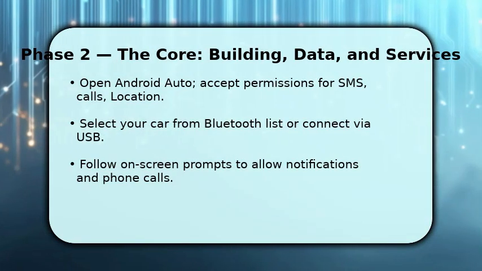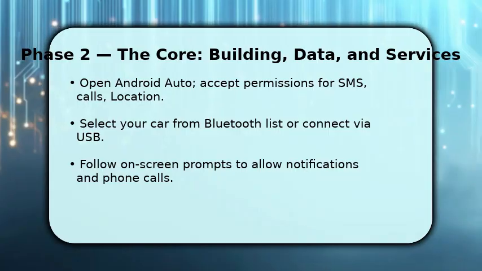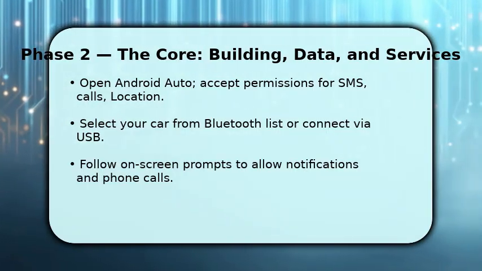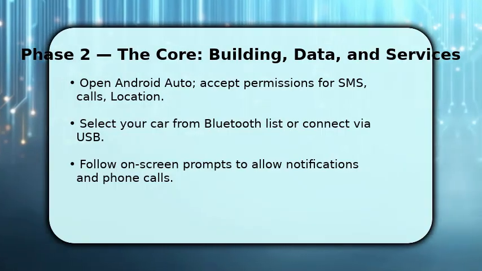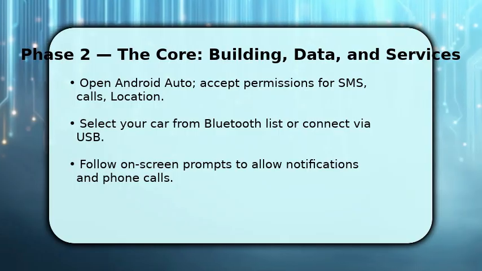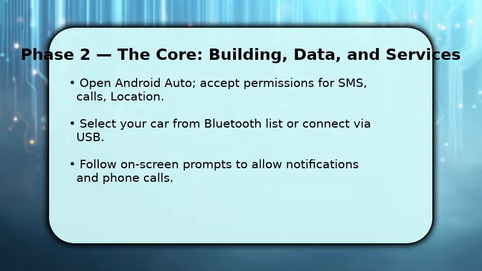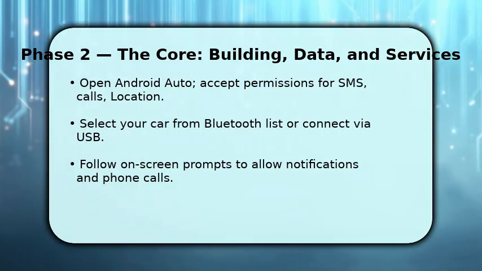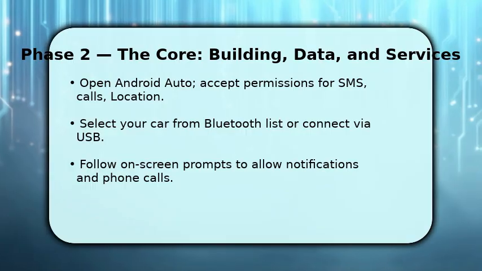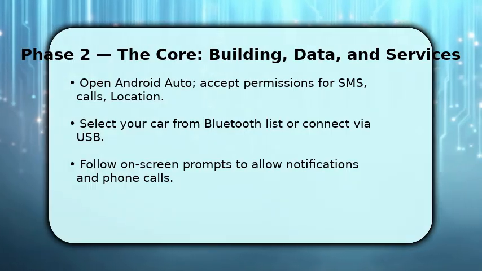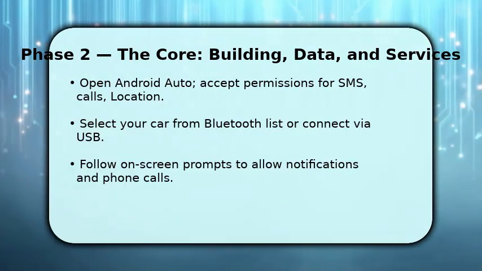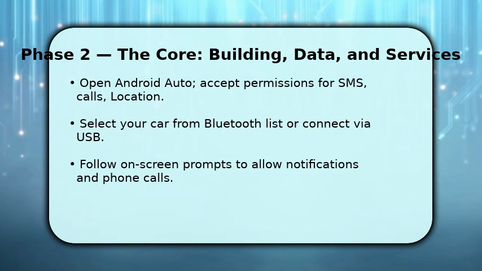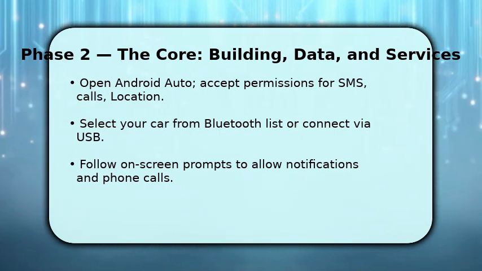You now pair and grant permissions. Open Android Auto and tap through the permission requests. These allow messages, calls, and navigation to function. If using Bluetooth, select your car from the phone's Bluetooth list and confirm pairing codes. If using USB, connect and wait for the car's head unit to detect the phone. Make sure to allow notifications and grant access to contacts so voice commands and caller ID work. Once the phone and car recognize each other, Android Auto will switch to its driving-friendly interface.